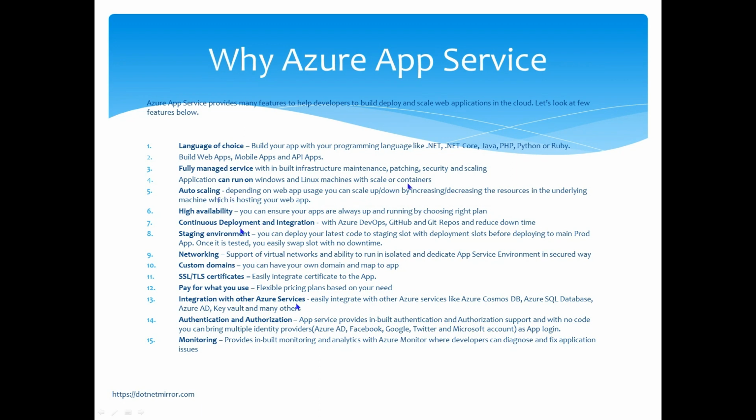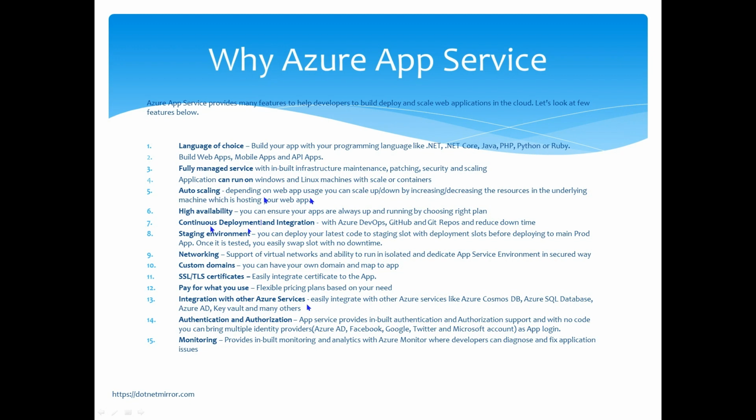The next one is auto scaling, which means that whenever there is demand for your application, you can configure auto scaling so that your app will scale up automatically. And whenever there is no demand for your application, you can scale it down so that you can save on costs. The next one is high availability. It's an inbuilt feature. Your app service is always up and running with the right plan, so you have to select the standard or premium plans for this. And you can easily configure continuous deployment and integration. There are many options we will look at in the next slide.